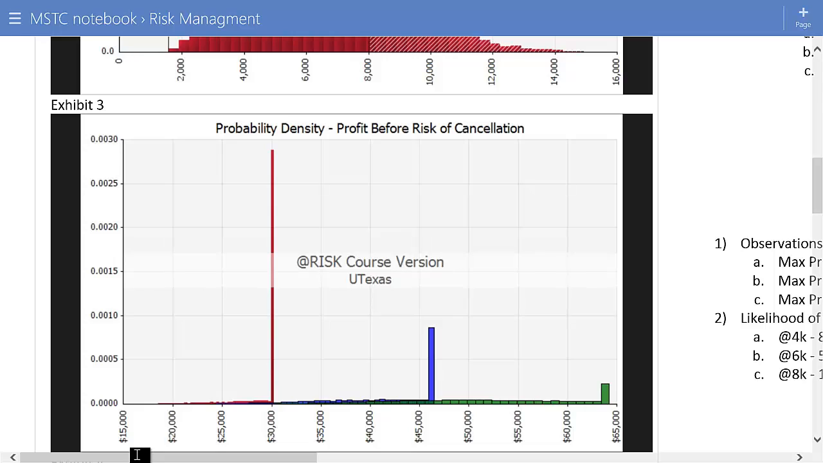So most likely you will make $30,000 or thereabouts. Somewhere around there. If you buy 6,000 shirts, you're gonna make a little more, 46,000 or 47,000. And you're gonna make a profit of like 64,000 if you sell out. These are your max values, right?